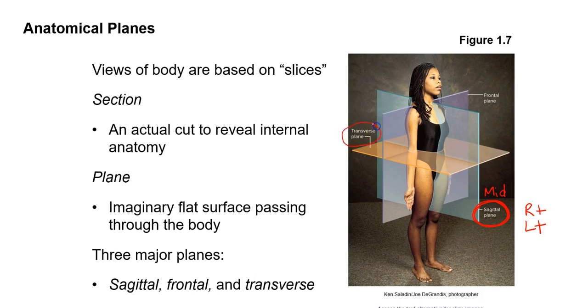The transverse plane divides the person into a top and bottom half. Sometimes the transverse plane is described as the horizontal plane. So just be comfortable using both terms. Lastly, this frontal plane divides the person into front and back pieces. The frontal plane is also described as the coronal.